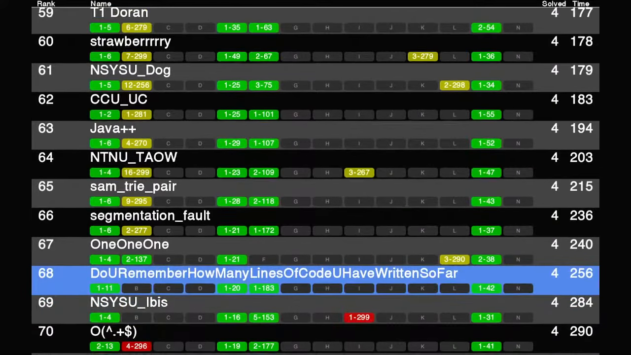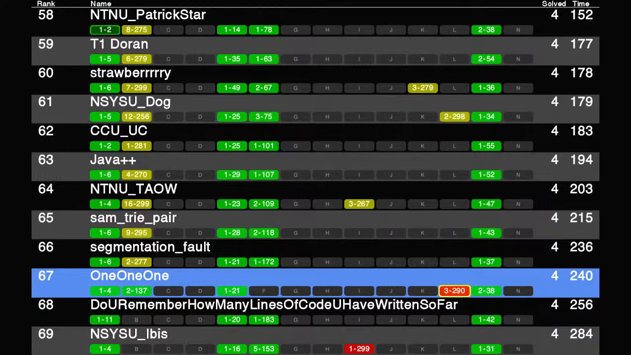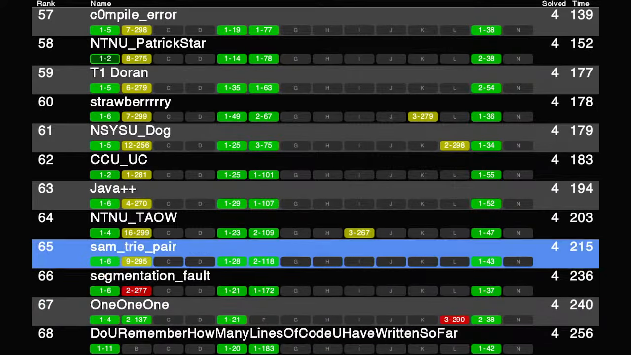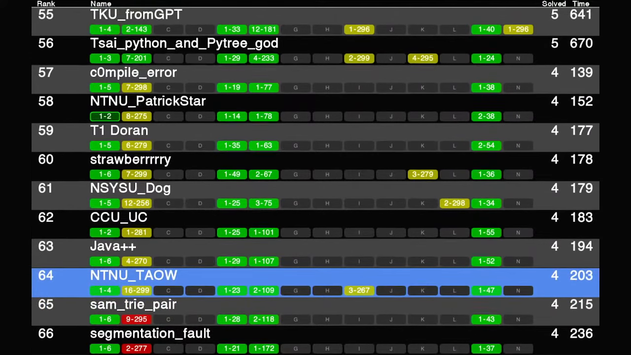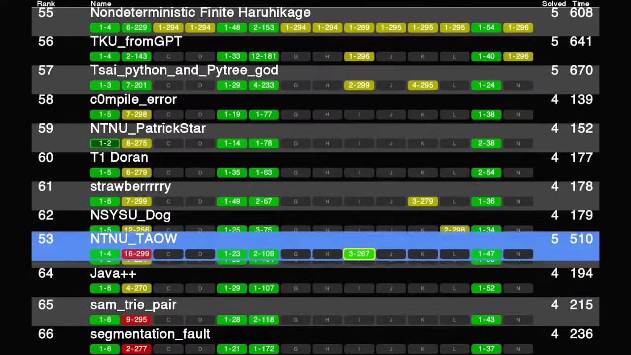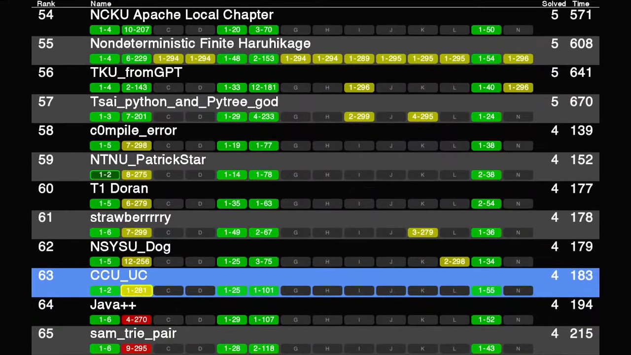NSYSU IBIS, no on problem I. Do you remember how many lines of code you have written so far? They don't have a submission, so I don't remember as well. 111 is a no. Segmentation 4 got a no on problem B. Same criteria got a no on problem B too. NTNU, TAOW, they got a yes on problem R. Java++ got a no on problem B.